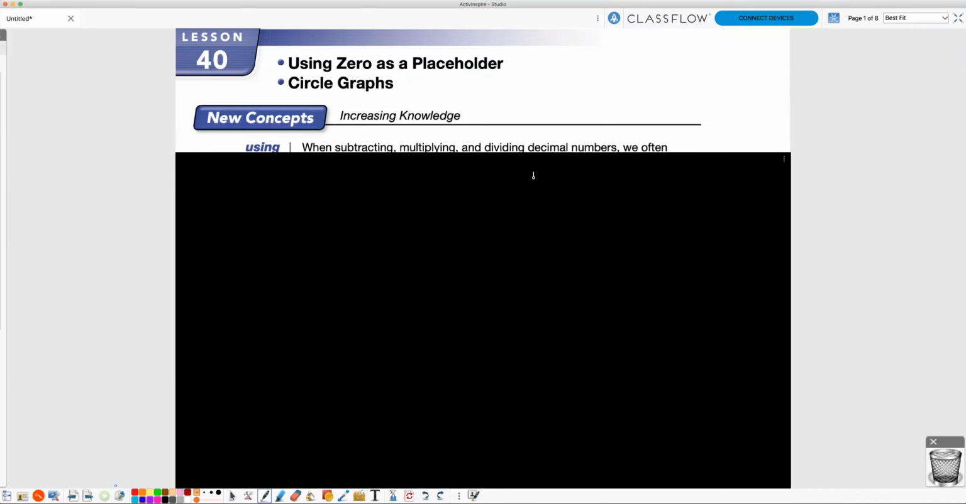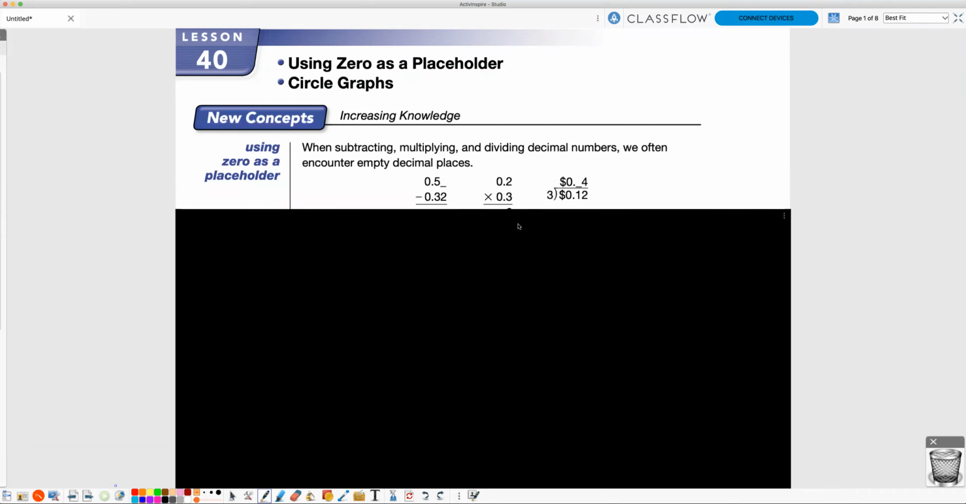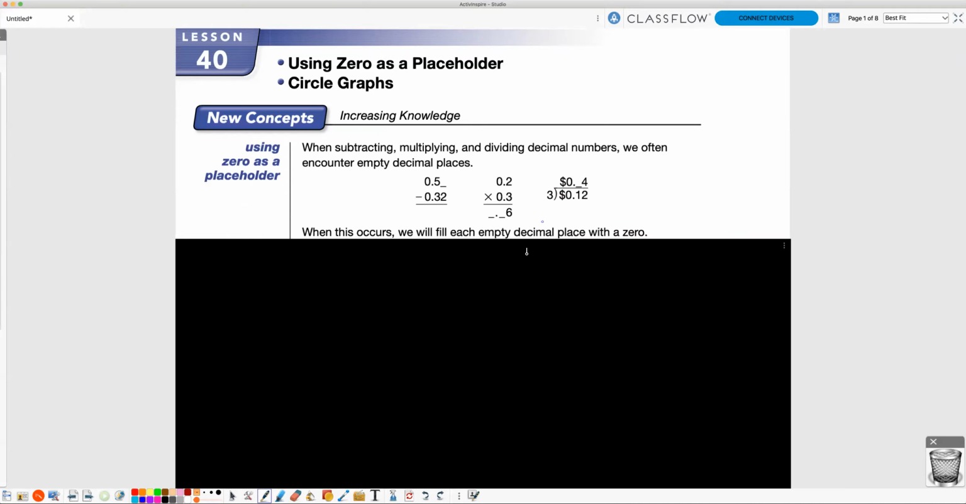It's a new concept. When subtracting, multiplying, and dividing decimal numbers, we often encounter empty decimal places, such as these examples here. 5/10 minus 32 hundredths, or 2/10 times 3/10 would end up having a couple empties in the answer, or 12 hundredths divided by 3 would end up having an empty decimal place in that answer. When this occurs, we fill in each empty decimal place with a 0.